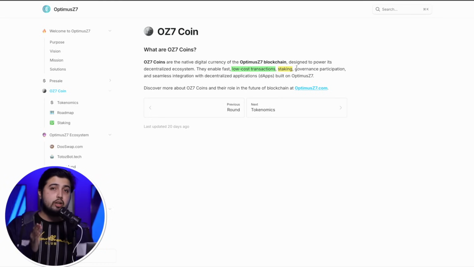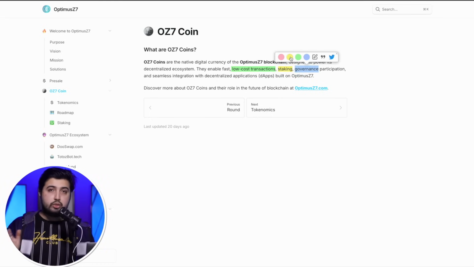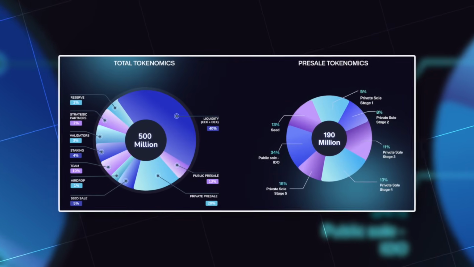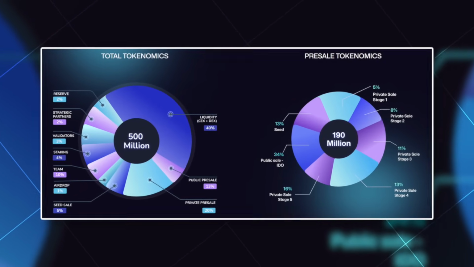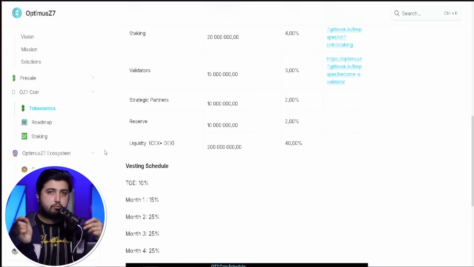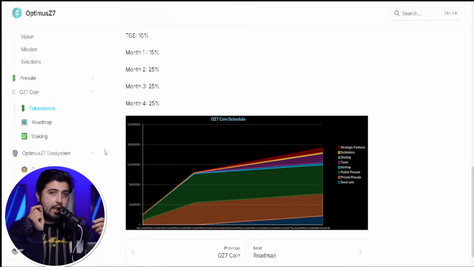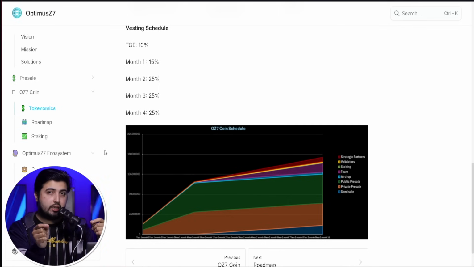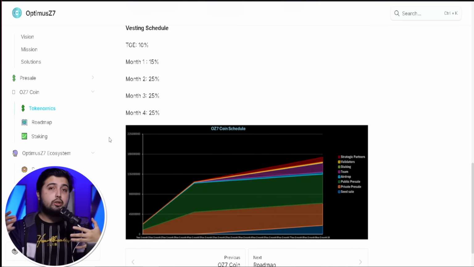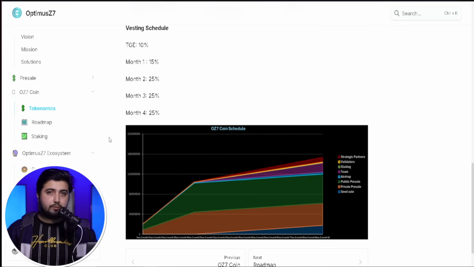We're also going to have governance. So the OZ7 holders, they can participate in decision-making processes for the blockchain's future. And the tokenomics, if you take a look at it from their documents, they're pretty straightforward. They're very solid. They have a deflationary model that reduces transaction impacts by 10%. And if you combine that with staking opportunities, you'll see that this coin not only offers utility, but also value.